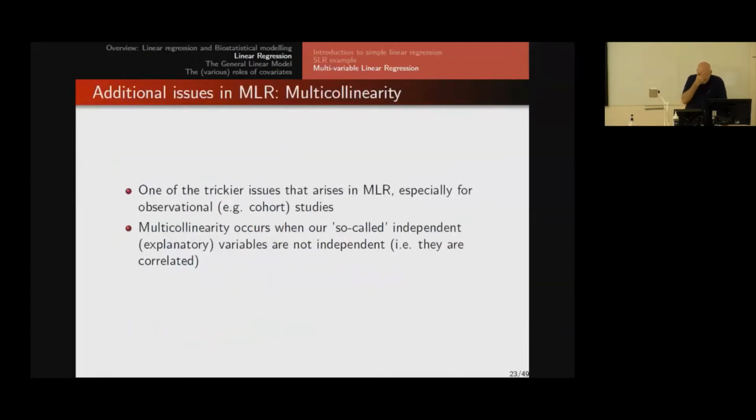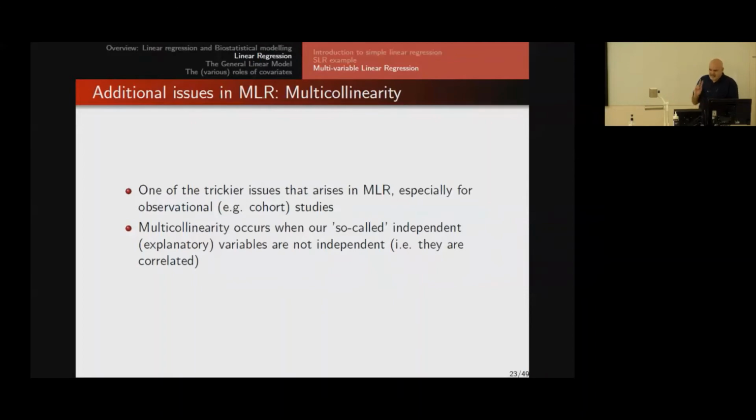Okay, so one of the trickiest issues that does arise in multivariable modeling, not just multivariable linear regression, but multivariable modeling, is the notion of multicollinearity. It is a very long word, but really what it means is our x's are correlated. It's as simple as that. I should say linearly correlated to be strictly true. That's all it means, okay? So it's a very fancy word for correlated x's, okay? In other words, our so-called independent variables are not independent of each other, okay?